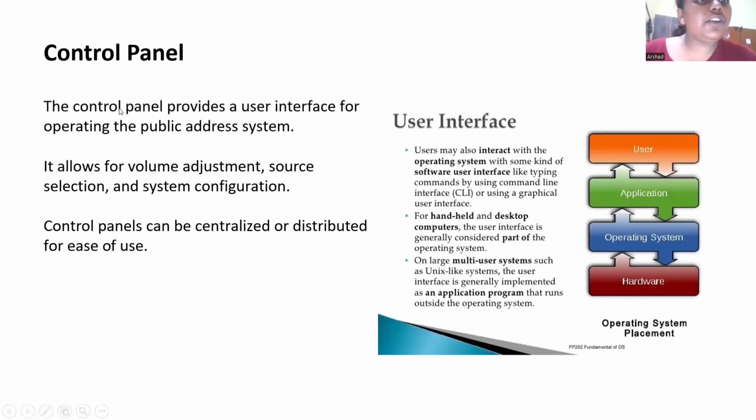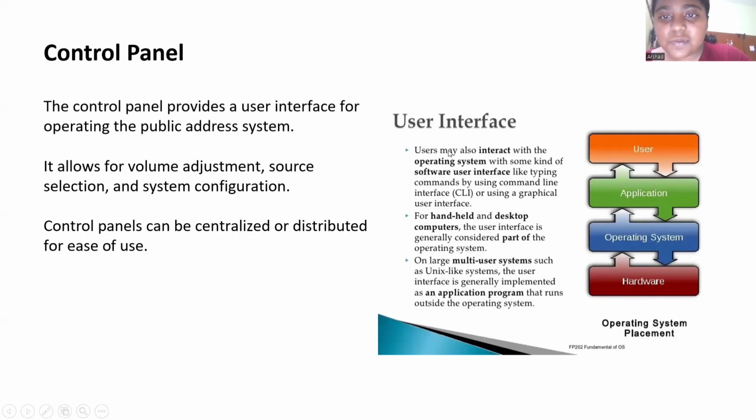Control panel. The control panel provides a user interface for operating the public address system. It allows for volume adjustment, source selection, and system configuration. Control panels can be centralized or distributed for ease of use. User interface. So this is user, application, operating system, hardware. This is the operating system placement.